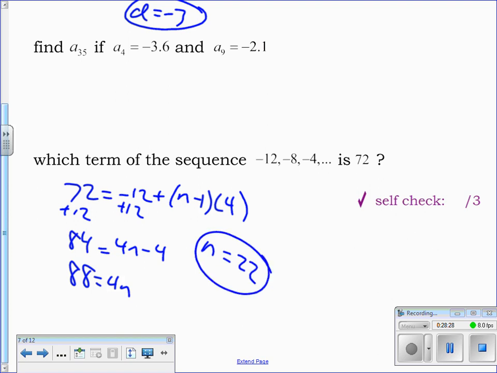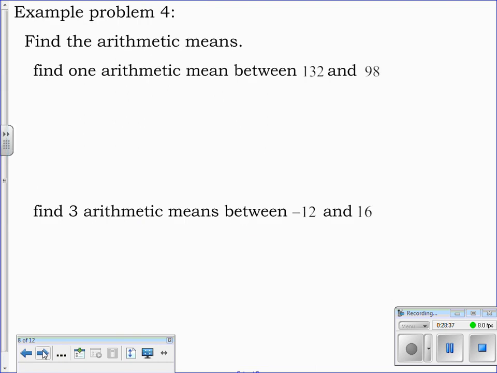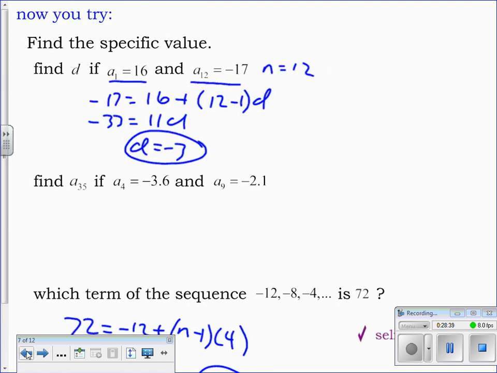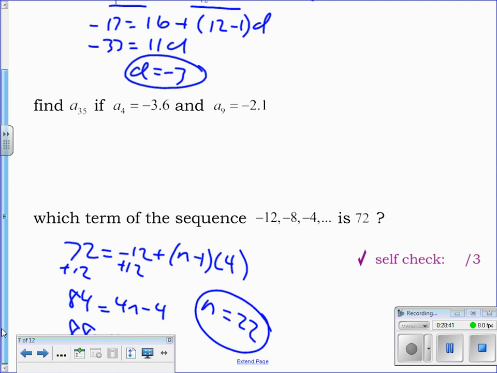Okay, not too hard. Questions? Wait, oh, I can go back. Oh, never mind. What was the question? No, I put it 11 instead of 22. Be careful. I'm thinking.